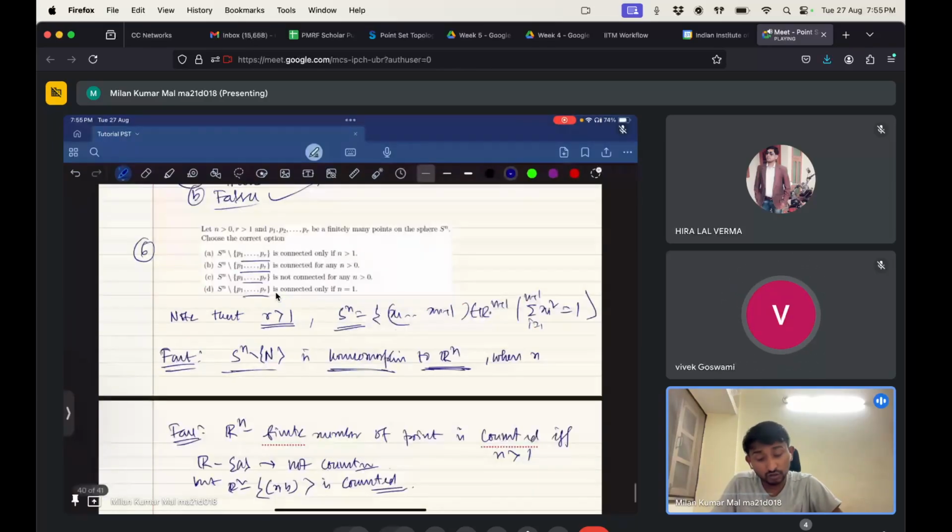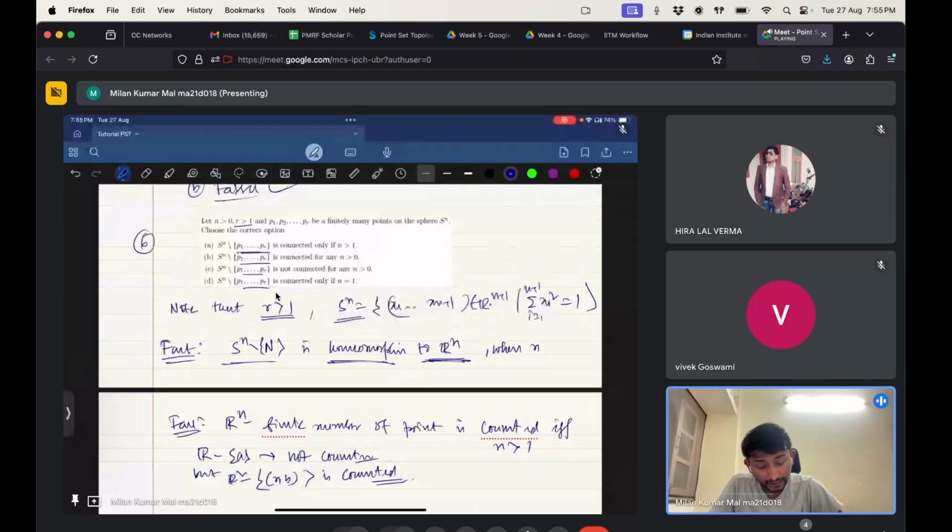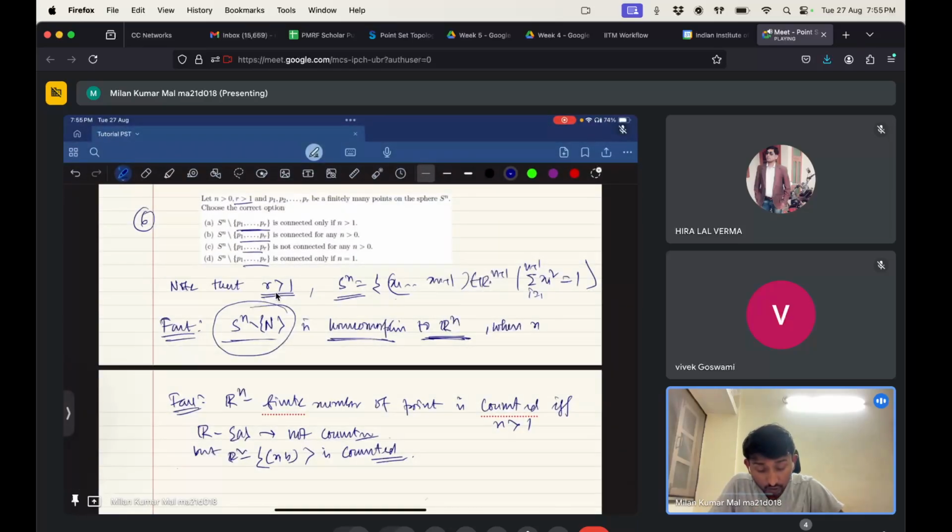Yes, here n is always greater than 1. That means I am taking a minimum of 2 points here. And S^n minus the north pole is subtracting one single point. So if I subtract another point with this one, another point, some particular p, then that is homeomorphic to R^n minus the image of the point p. Got it?